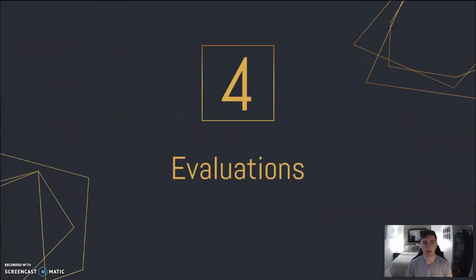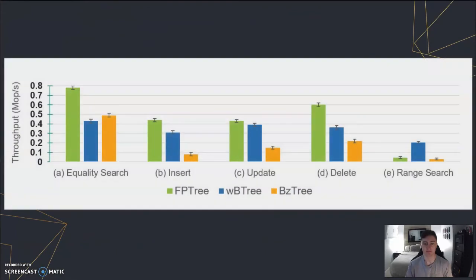Now I will walk through the evaluations of the indexing structures. Here we have the first evaluation results for the trees. In this bar graph, we have plotted the throughput in millions of operations per second for each of the trees. The operations are equality search, insert, update, delete, and range search. The green bars represent the performance of the FP tree for each operation, while the blue bars represent the WB tree and the orange bars represent the BZ tree.